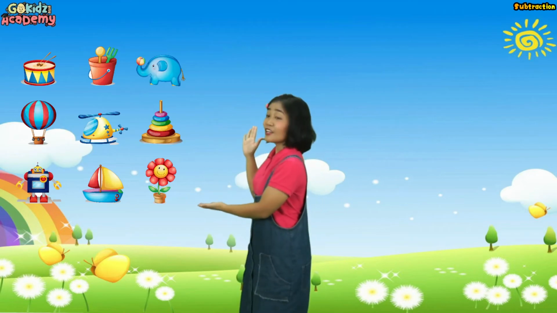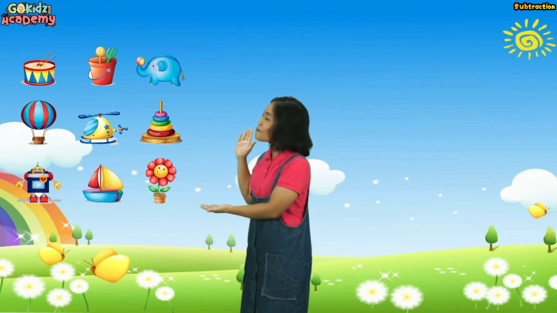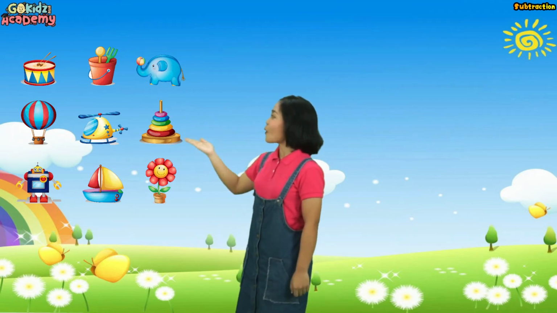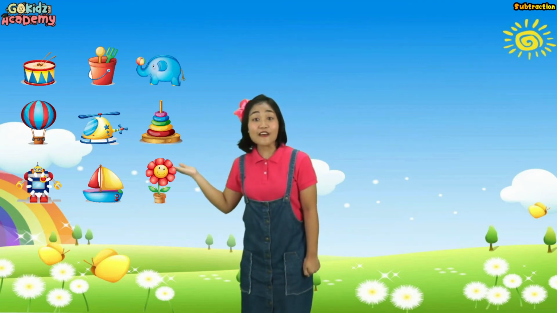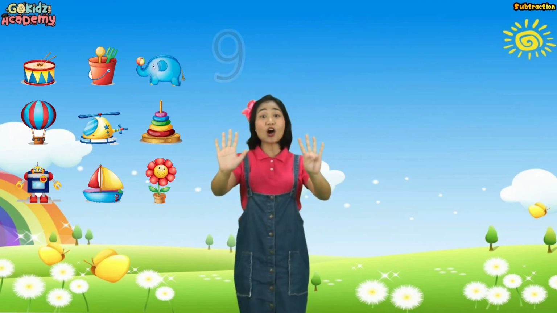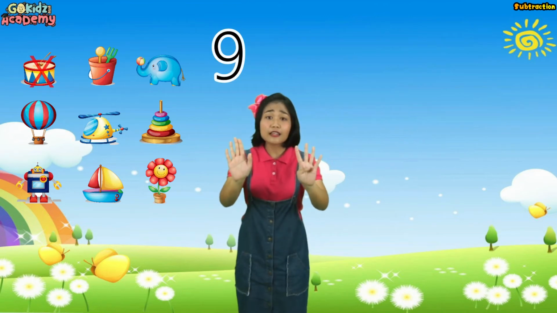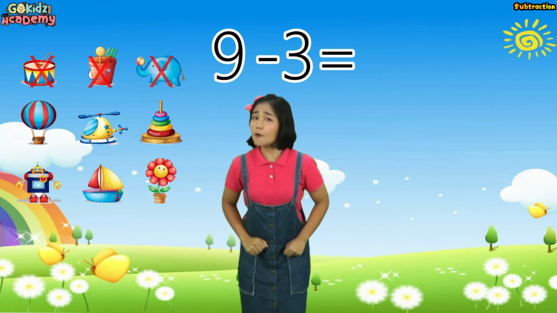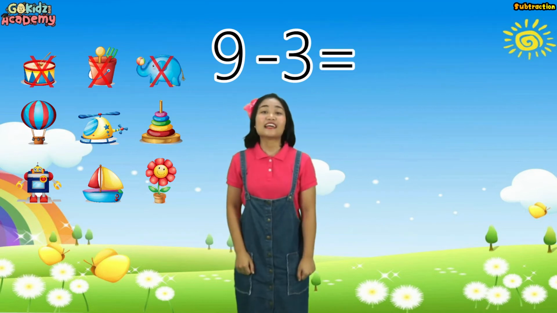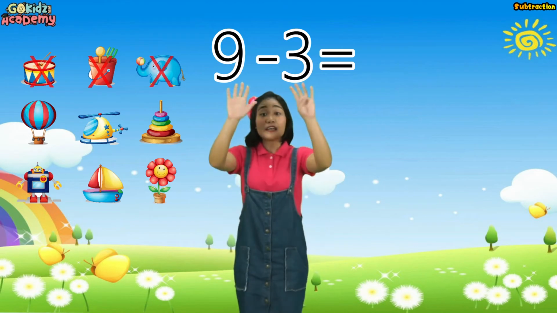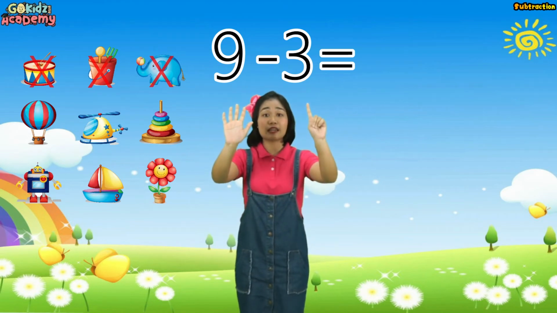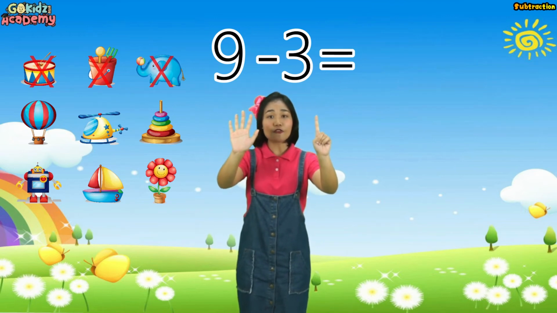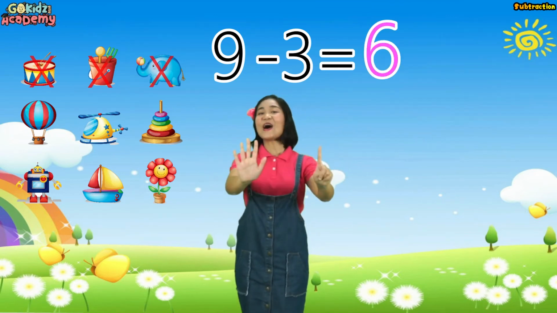I have plenty of toys here. Let's count how many toys I have. 1, 2, 3, 4, 5, 6, 7, 8, 9 toys. But sadly, my 3 toys were broken. So, how many toys were left? Okay, let's count. 9 minus the 3 toys that were broken. 1, 2, 3, 4, 5, 6 toys.